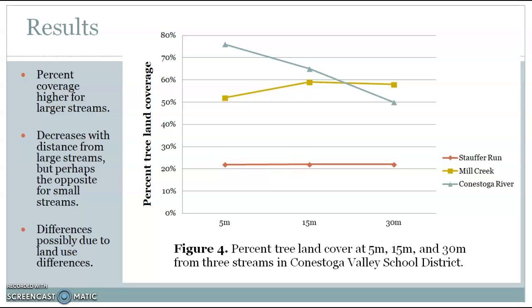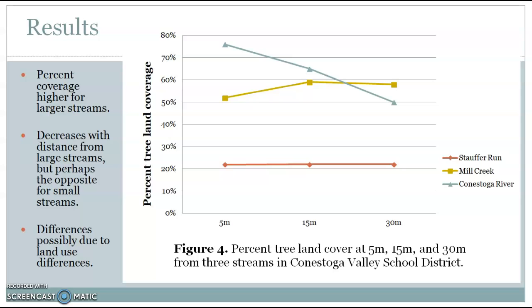And I'm not sure whether these differences within the stream or between streams are caused by perhaps land use differences. There's a lot of agriculture in our area. Stauffer Run, the smallest river, which had the smallest percent tree coverage in the buffer zones, which was static at all distances, is consistent with it emanating from a spring that's on a farmer's land next to our high school. So I'm not too surprised to see that.